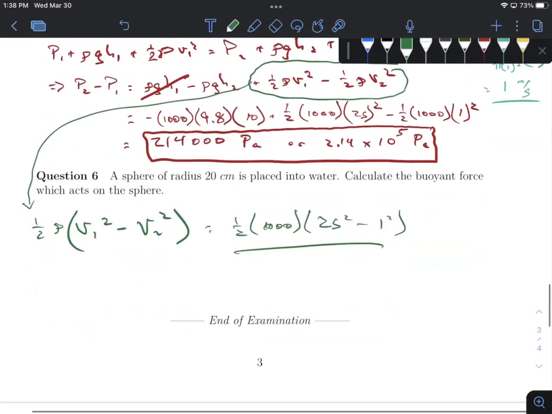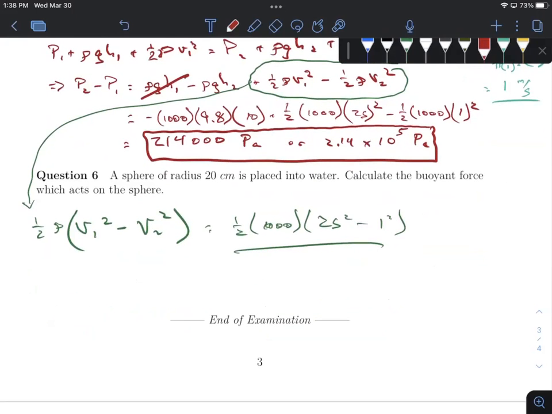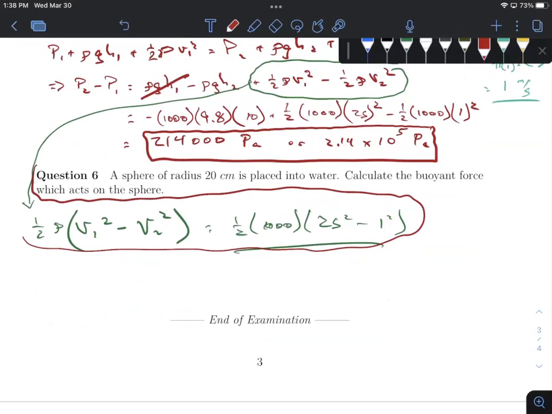All right, we're on our last one. Let me move this out of the way. Last question. A sphere of radius 20 centimeters is placed into water. Calculate the buoyant force which acts on the sphere. All right, this sounds like Archimedes to me.